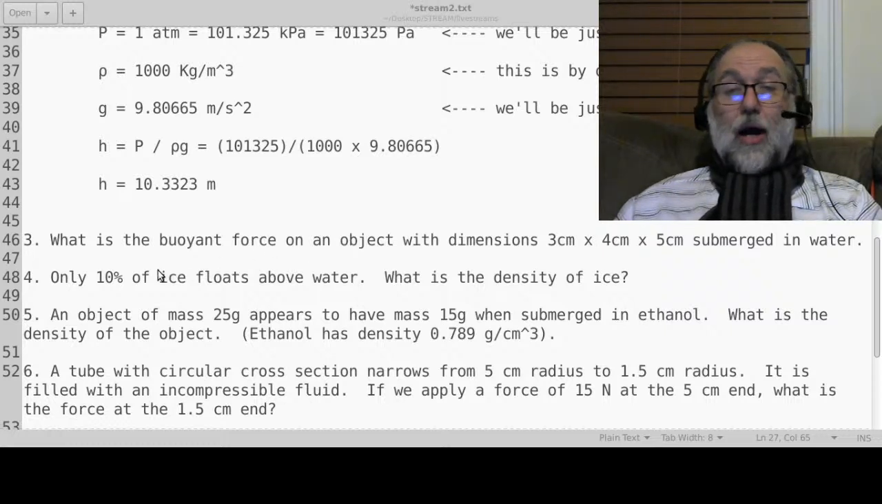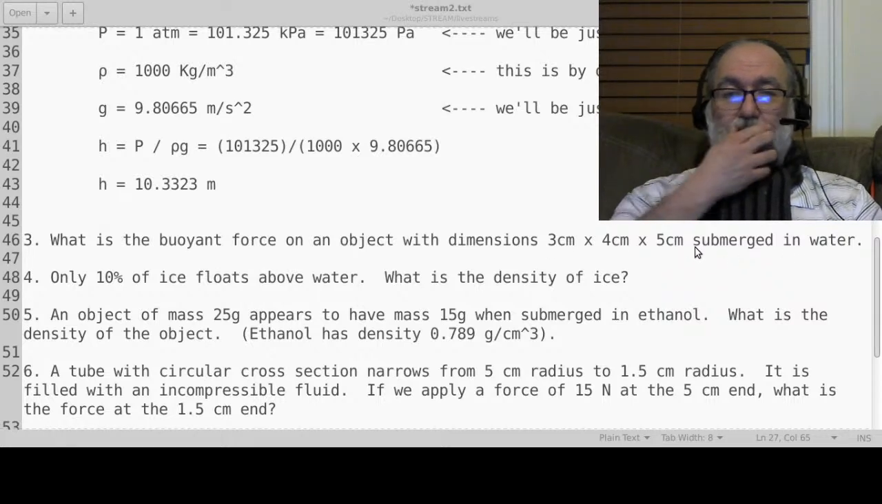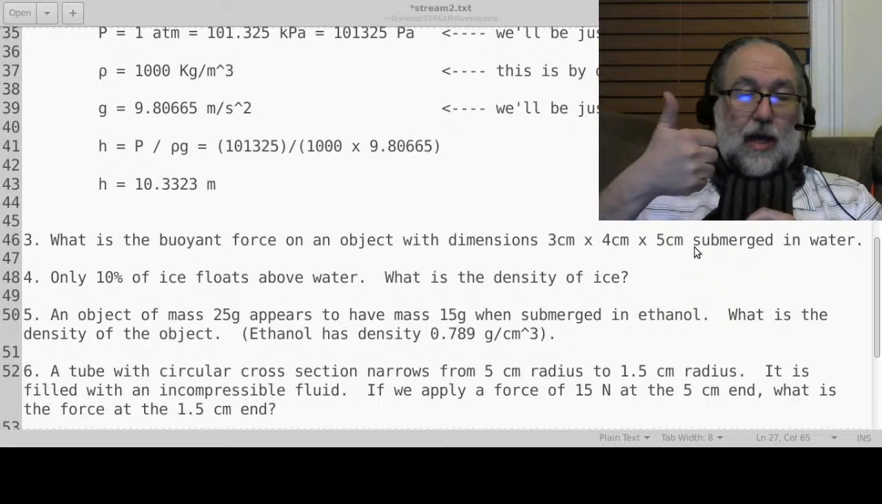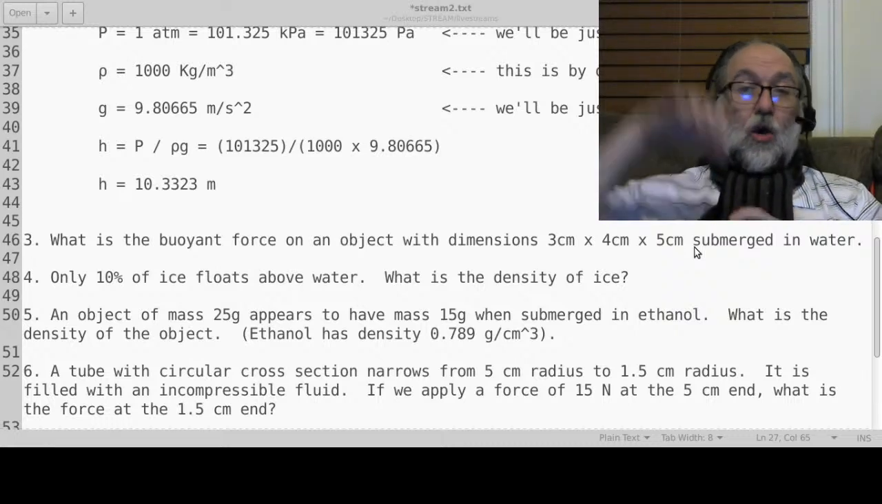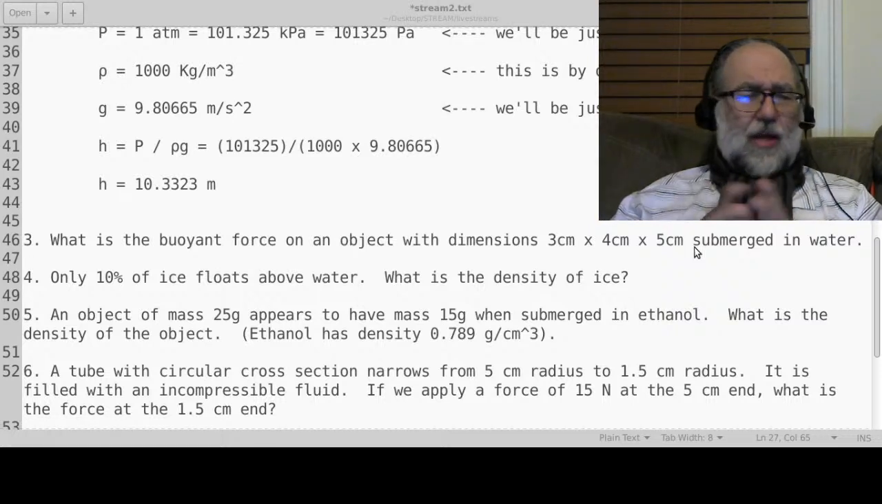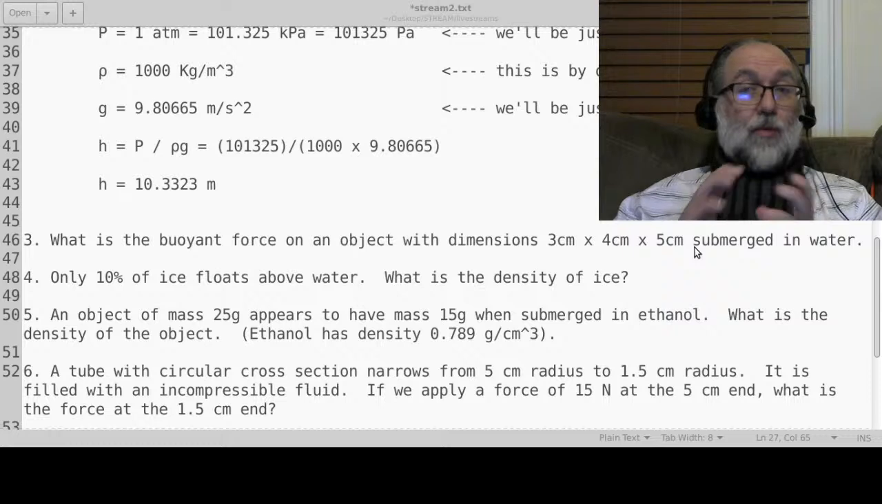See if everything is working fine. It is. Great. Okay, so question number 3. What is the buoyant force on an object with dimensions 3 centimeters by 4 centimeters by 5 centimeters submerged in water? It almost looks like there isn't enough information there, but there is. This is what Archimedes discovered. The buoyant force is the upward force on an object when it's submerged under a fluid. Gravity wants to pull it down, and the fluid wants to push it upwards. I'm not asking for the apparent weight or anything like that, just that upwards force.